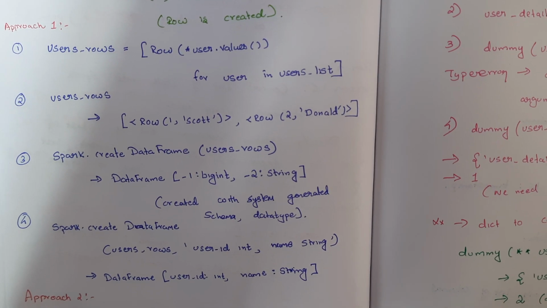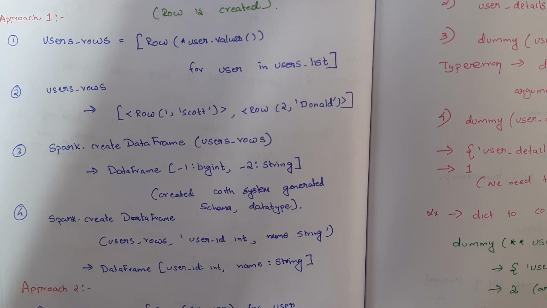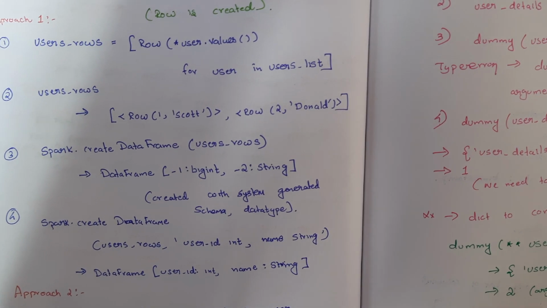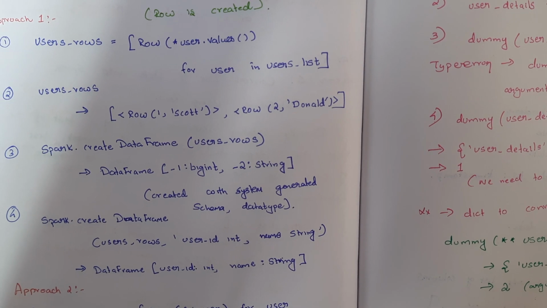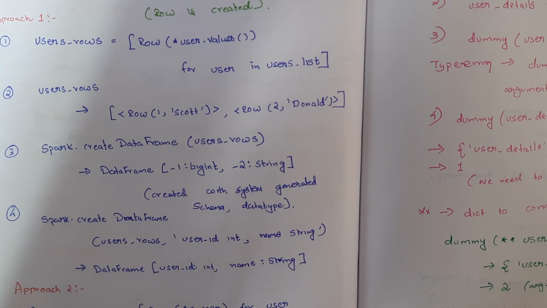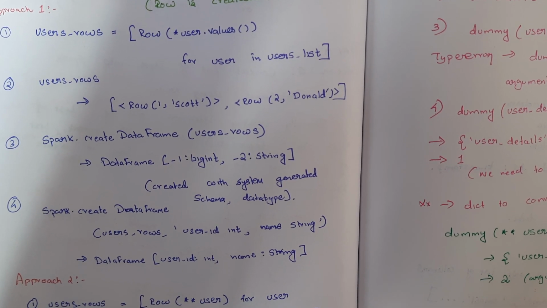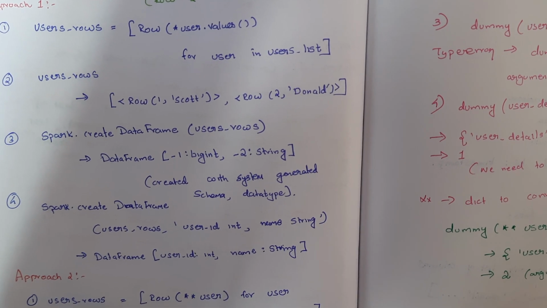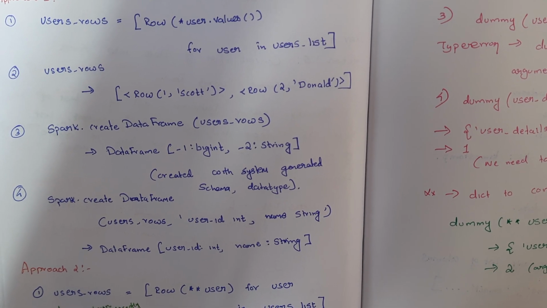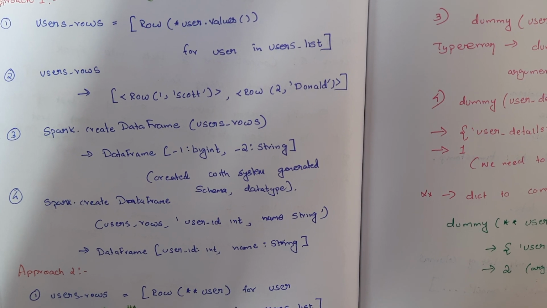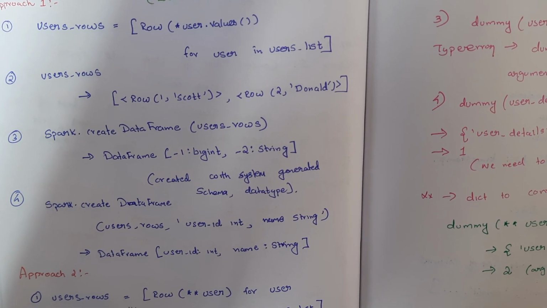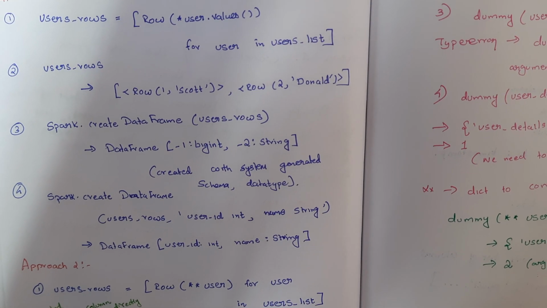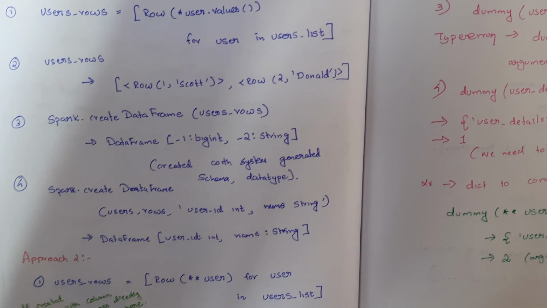Now if I do spark.createDataFrame(users_rows), whichever we created, the data frame will be created with default data types and system generated column names. To specify the column names and data types, we can do spark.createDataFrame(users_rows, schema), with the user_id column name and the data type as integer, and the name column and the data type as string, so that the data frame is created with user_id int and name string.